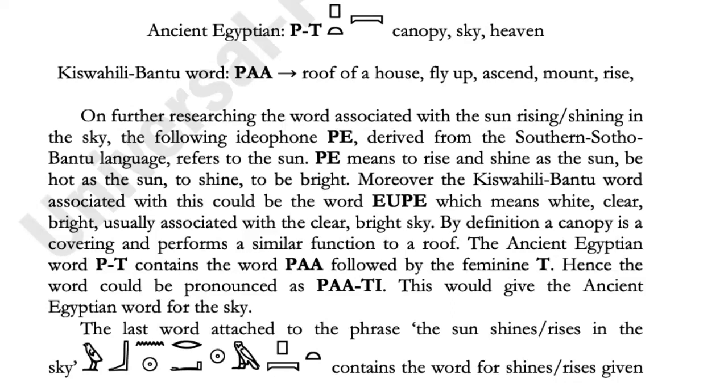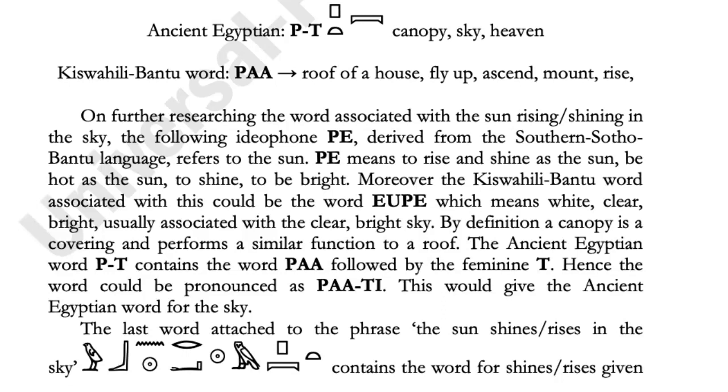Pa, ancient Egyptian pa, represented by these symbols, is a canopy or a sky or heaven. And you see, the Egyptians recognized the firmament, even in their writings. In Kiswahili, the Bantu word pa means a roof, or to fly up, ascend, to mount, or to rise.